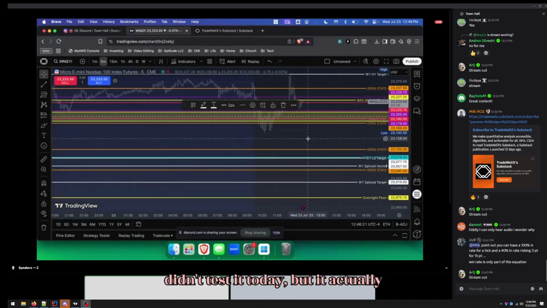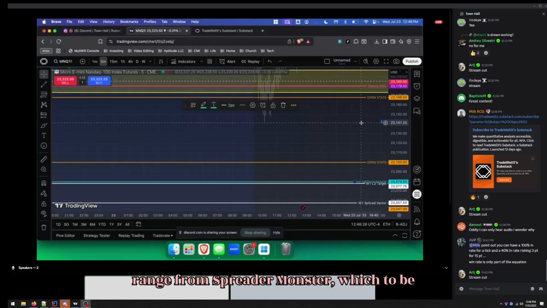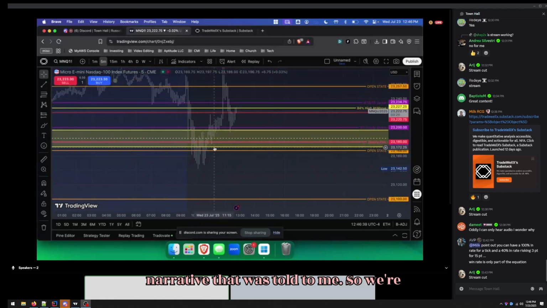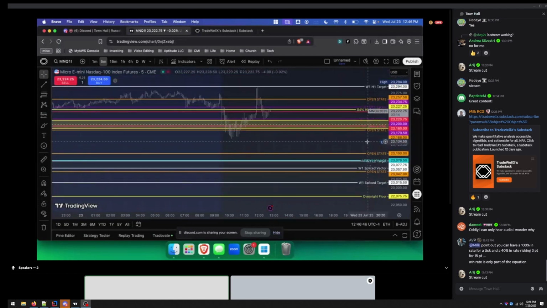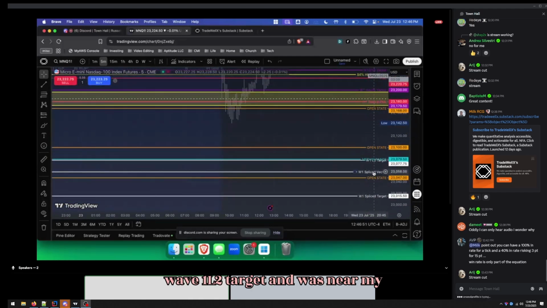Now, we didn't test it today, but it actually lines up almost exactly with the median range from Spreader Monster, which, to be honest, if we got down there and I started seeing some bounces, I would have taken a long on NQ. But we didn't get down there because the narrative that was told to me is that we're showing support above these important vectors, especially this pivot. So that lined up with a wave one L2 target and was near my wave one splice vector.